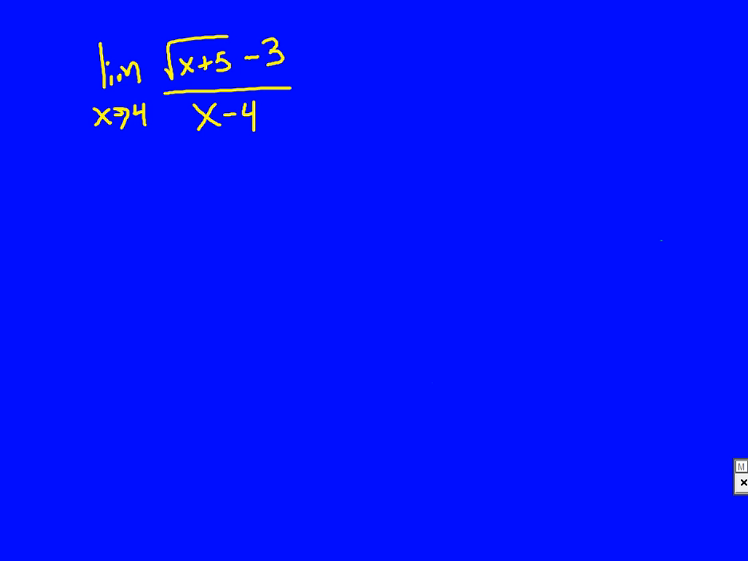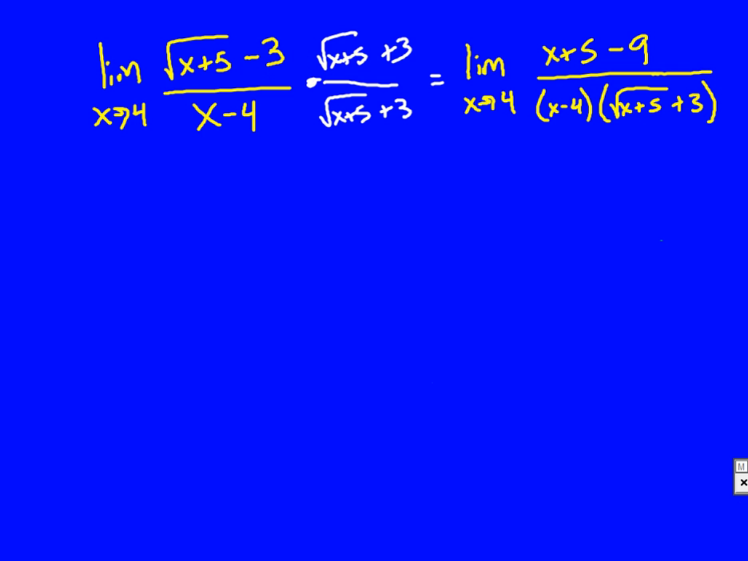Alright, when you directly substituted, you should have gotten 0 over 0. So we do need to rationalize. You should have multiplied by square root of x plus 5 plus 3, because it was minus 3 here. When you do your FOILing, you should get x plus 5 minus 9 up top, these two factors on the bottom. So now I can simplify this up top to be x minus 4.